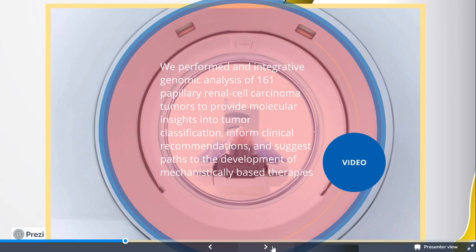Application in medicine. We performed an integrative genomic analysis of 161 papillary renal cell carcinoma tumors to provide molecular insights into tumor classification, inform clinical recommendations, and suggest paths to the development of mechanistically based therapies.